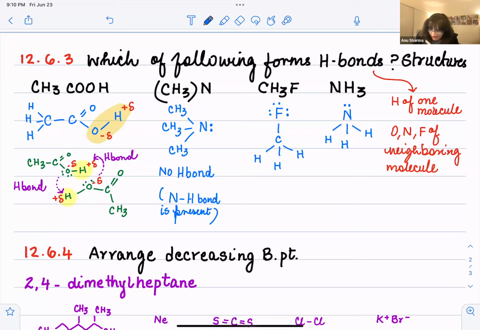Next is the CAF. Same is the case here also. The FH bond is missing. What am I writing?